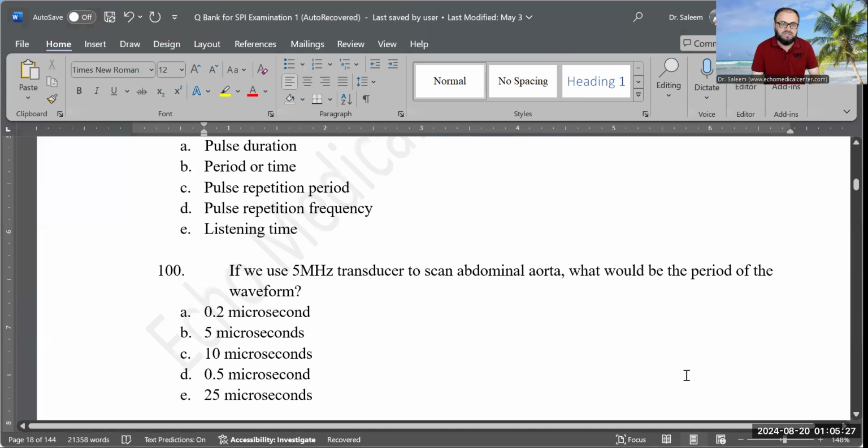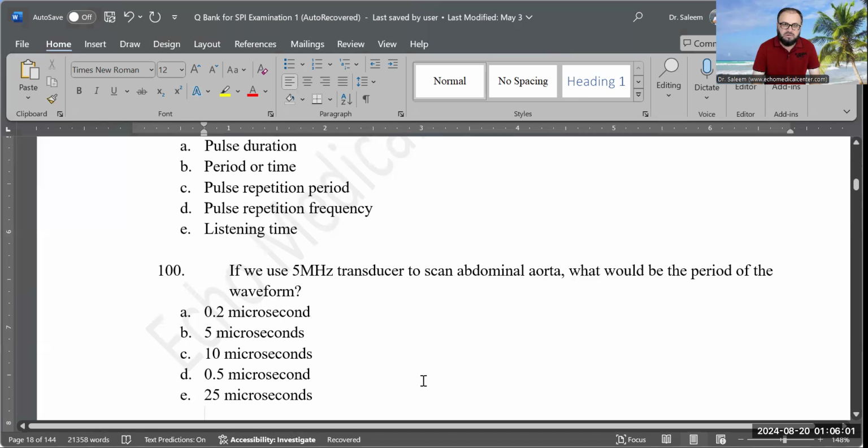And last question, not least. If we use a 5 megahertz transducer to scan the abdominal aorta, what would be the period of the waveform? What do you think? If you're using a 5 megahertz transducer and scanning the abdominal aorta, what is the period? What is the time for one cycle to happen? Is it 0.2 microsecond? Is it 5 microseconds? Is it 10 microseconds? Is it 0.5 microsecond? Is it 25 microseconds? What do you think? Yes, exactly.